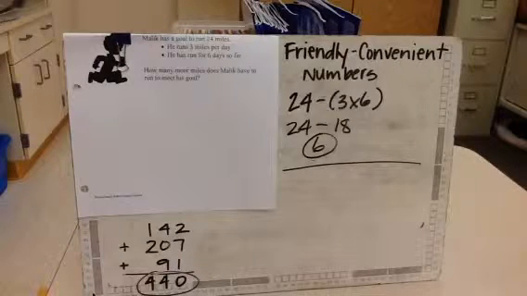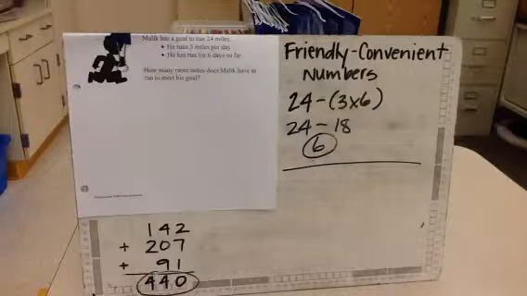Video, I'm going to be modeling for you the estimation strategy of friendly or convenient numbers. This strategy is probably what we adults use the most in our daily lives when we're estimating at the grocery store or wherever we are, miles that we're driving. But it sometimes is one of the trickier ones for third graders to really become comfortable with.